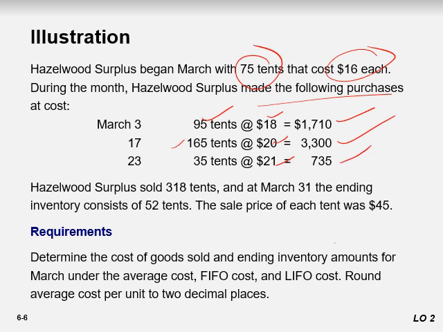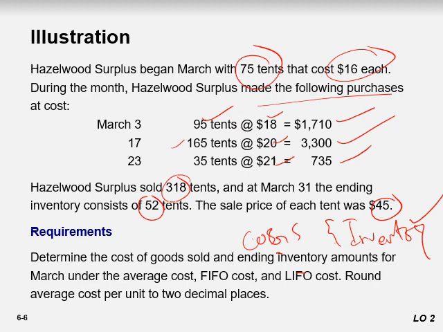Hazelwood Surplus sold 318 tents, and at March 31st, the ending inventory consists of 52 tents. Sale price is 45. So we have to find out the costing of cost of goods sold and inventory on hand. When we talk about inventory, it already means inventory on hand, through average cost, FIFO, LIFO, right? Let's talk about that.